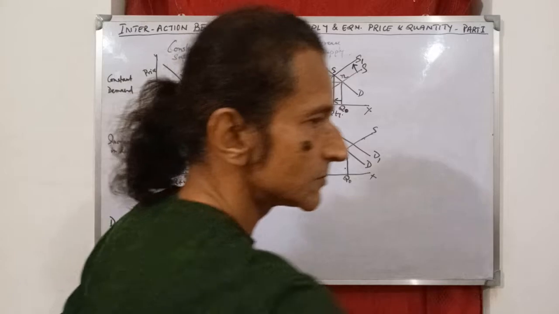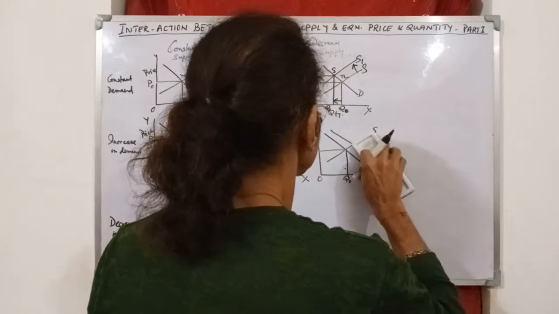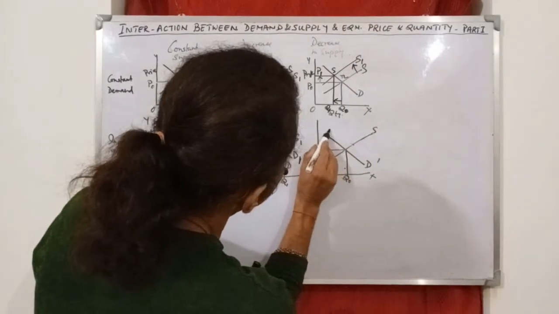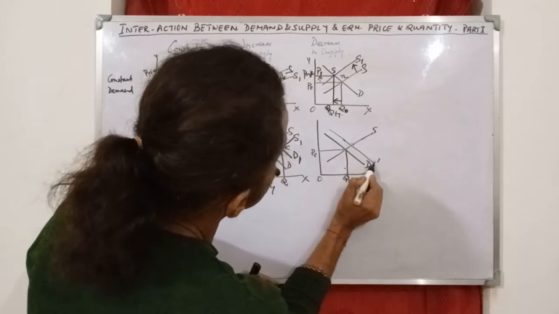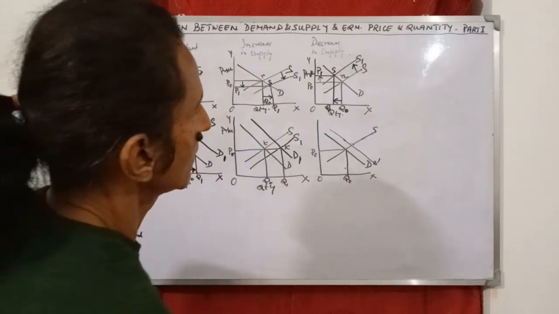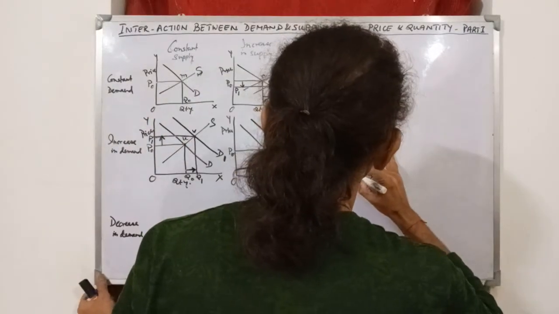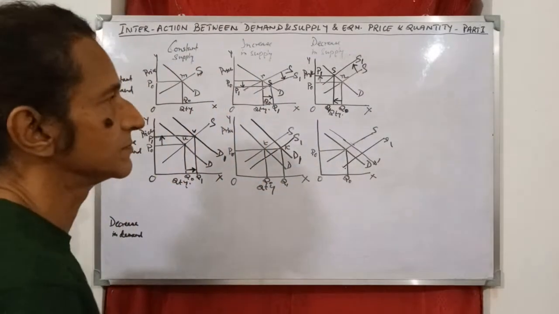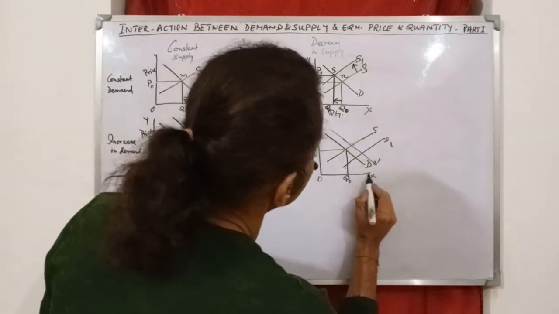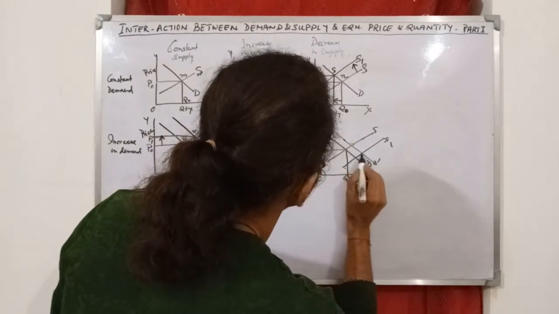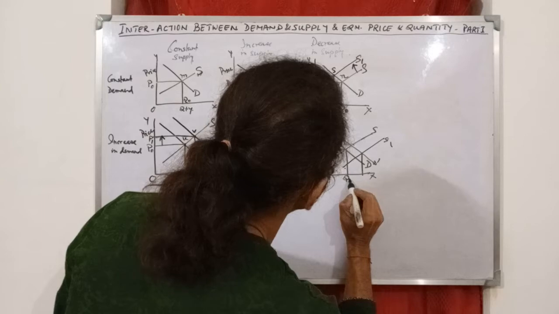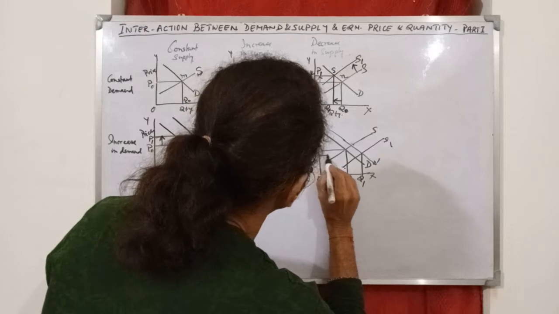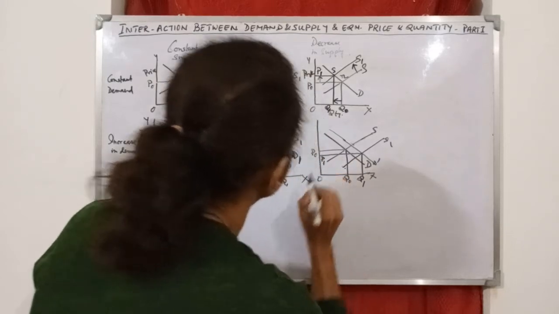Now demand increases, so the demand curve shifts parallelly rightward to say D1. Say this is D1, but the supply increases more than the increase in demand. Say this is S1. You see, as a result of this, equilibrium quantity has increased from Q sub O to Q sub 1, but equilibrium price has fallen from P sub O to P sub 1.